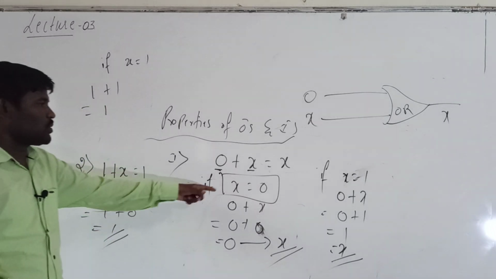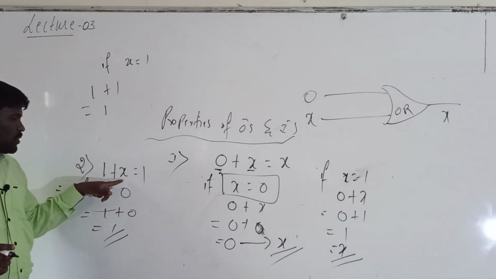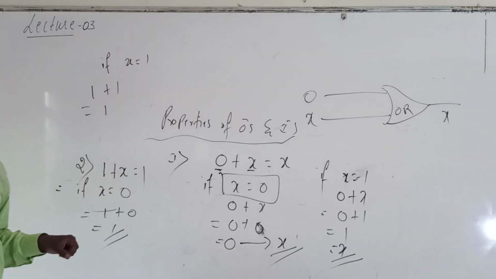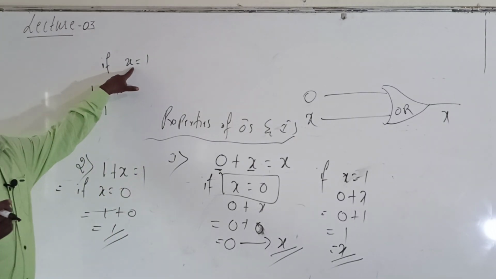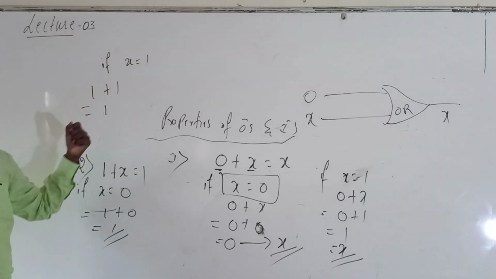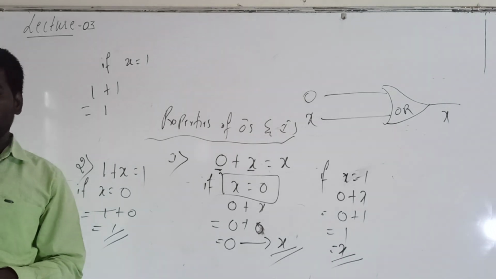Here again no need to mention x because on the right hand side 1 will be there. If you want to substitute the x value as 0, directly we will get 1 only. If you take the x value as 1, then 1 plus 1, it is not 2, it is 1.